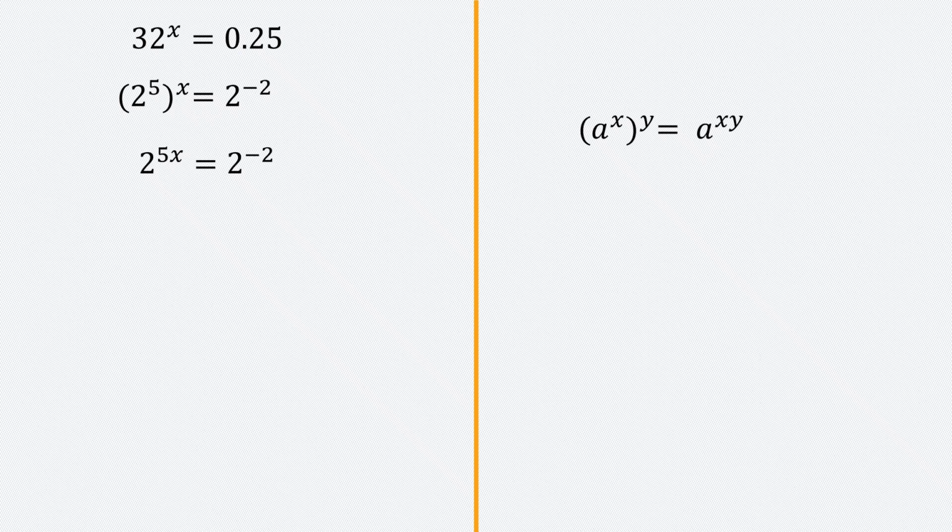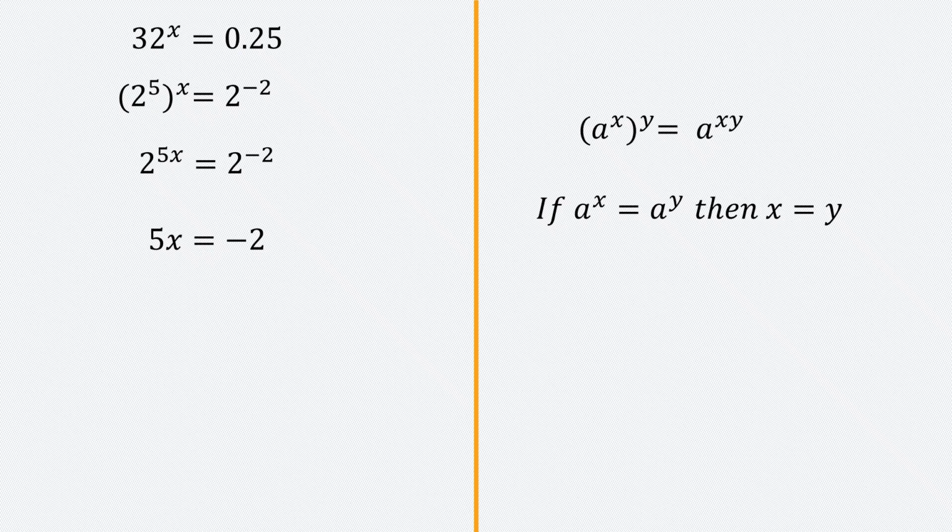And now we have the bases all being 2. And we know if the bases are the same, you can equate the powers, right? So if a exponent x equals a exponent y, then x is equal to y. So in this case, I have 5x equals negative 2, right?